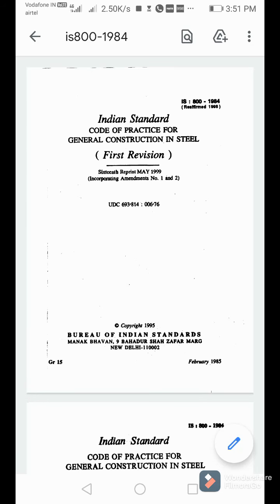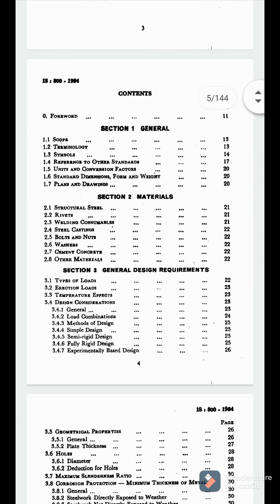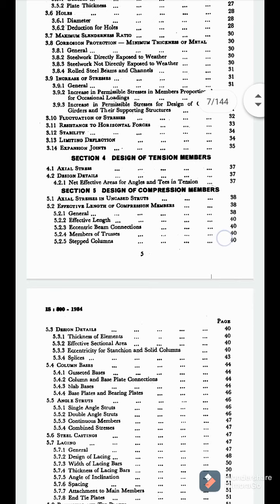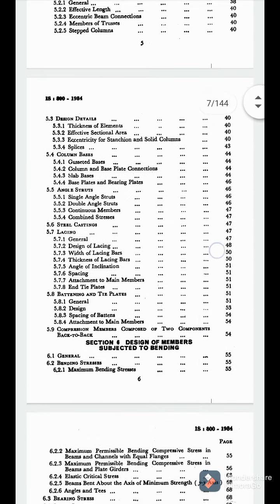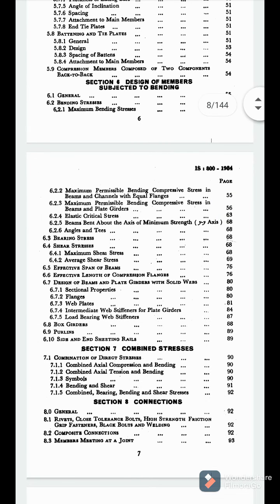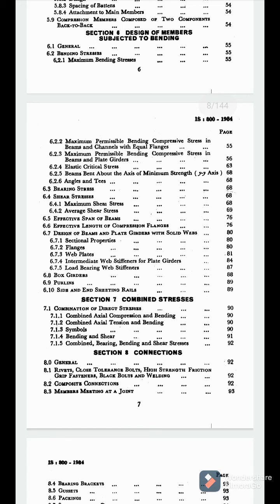Okay, let's start again with IS 800 1994. Now we are going to design the connections. In your IS 800 we are going to find the connections. This is the general material, general design requirement, design of tension member, design of compression member, design of members subjected to bending, combined stress, and now connection at page number 92.